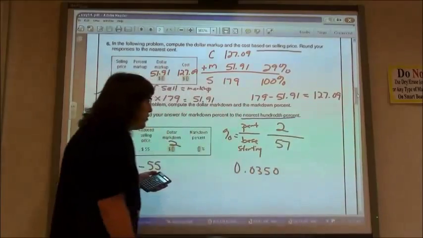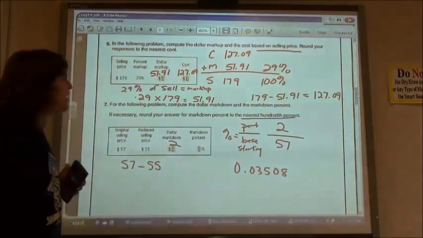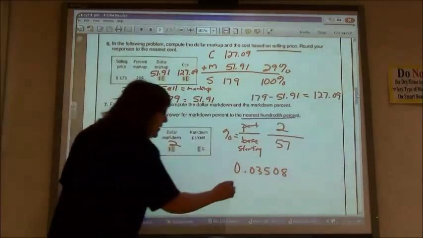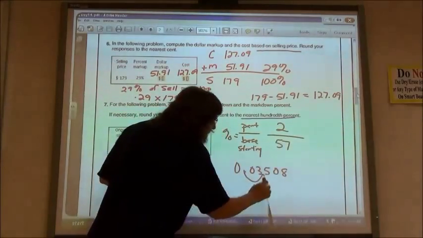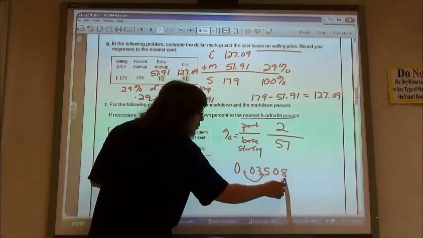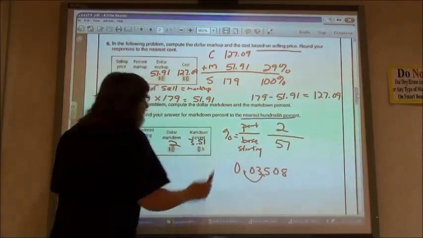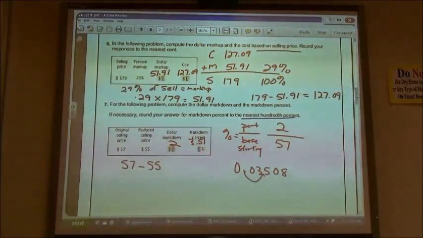0.0350. I want to round, oops, I better go one more, 0.0350877. I want to round it off to the nearest hundredth of a percent, so I have to move it 2 places, tenths, hundredths, so I had that extra digit there, so I know I have to round it off to 3.51 for my markdown percent. 3.51.